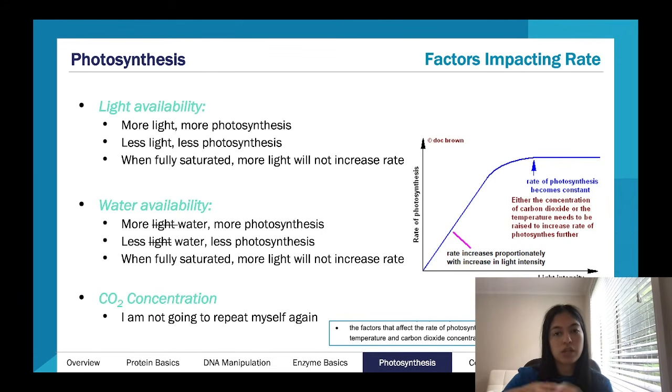Carbon dioxide concentration, the same thing. It increases. You get that increased rate of the light independent stage. Ultimately, something else becomes the limiting factor. You can add as much carbon dioxide as you want. The light is the limiting factor. Light energy can't work any faster. Hopefully that makes sense. See how it's the same principle as what we've talked about before? So work smarter, not harder. Memorize one, understand that concept, and then just apply it.